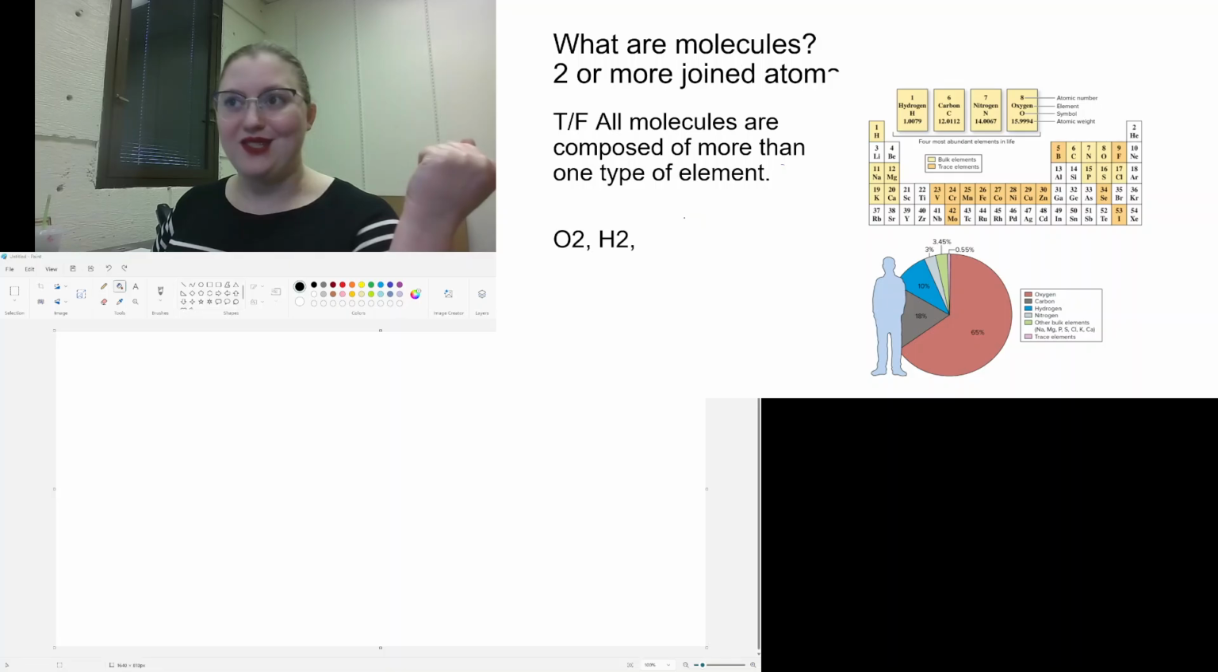And if you haven't guessed, we do have examples of molecules that have the same element. So we have O2 here and H2. So oxygen forms what's called a dimer with other oxygens. And that's how we have oxygen gas.